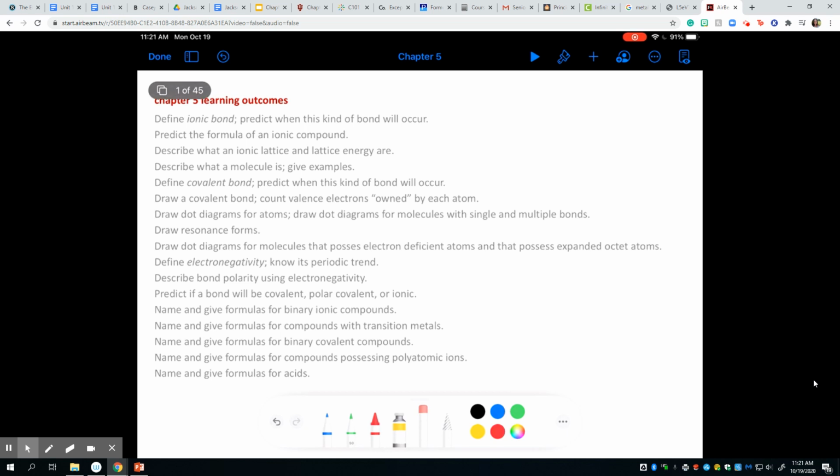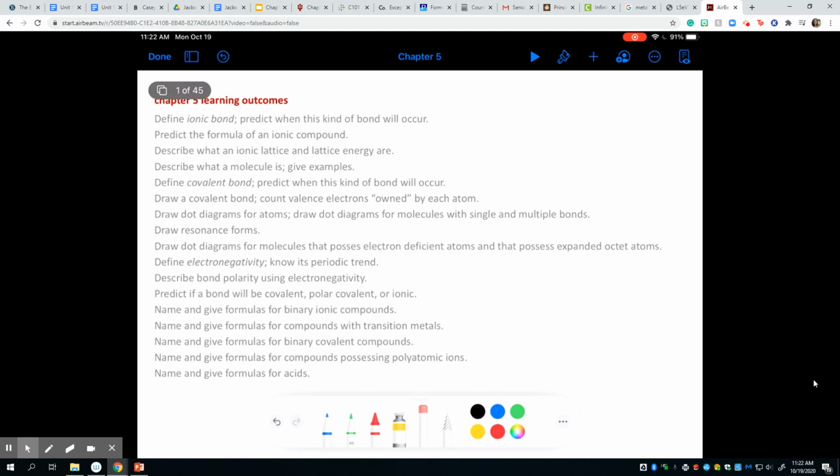We're going to draw our Lewis dot diagrams for atoms with molecules and single and multiple bonds. We're going to talk about resonance forms. And we're going to draw dot diagrams for molecules that have an electron deficit and that possess expanded octets. We're going to define electronegativity and talk about its periodic trend. We're going to describe bond polarity. We're going to predict if a bond will be covalent, polar covalent, or ionic.